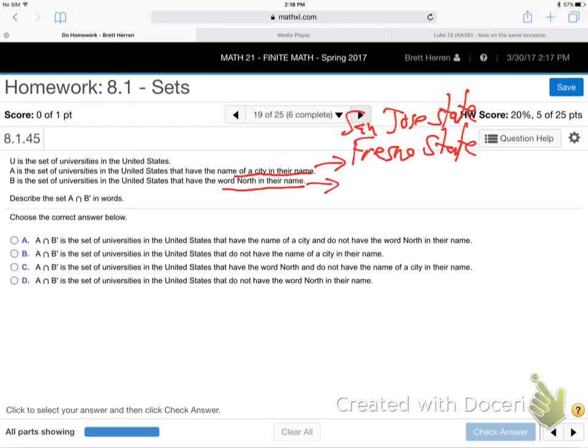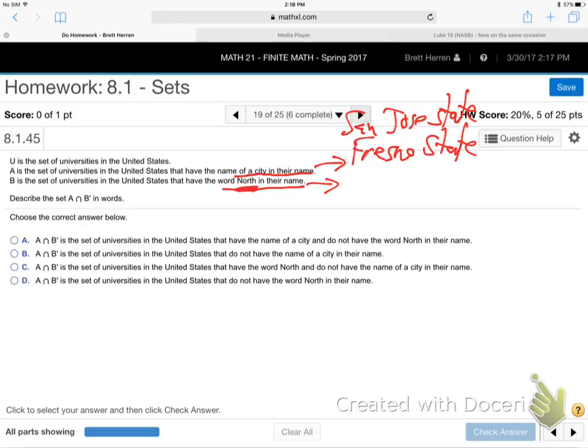All right. Is Stanford a city? No, Stanford's not a city. It's Palo Alto, yeah. So Stanford would not be there. Okay, now there are some universities that don't have the name of a city, and Michigan State has the whole name of the state. Anyway, what about now? What has North?